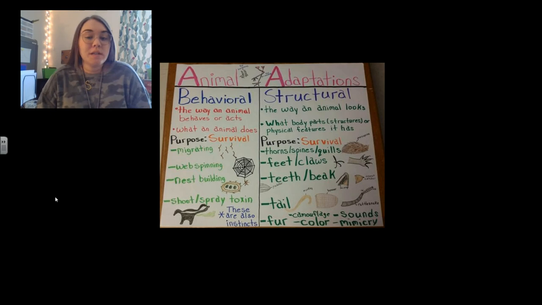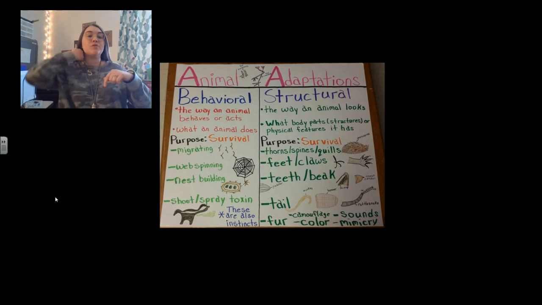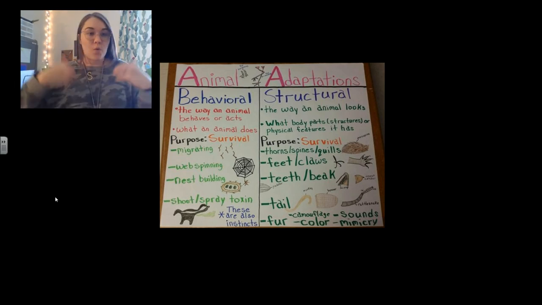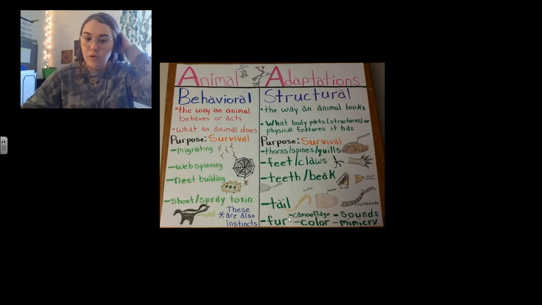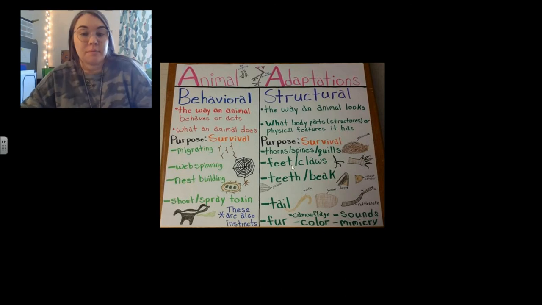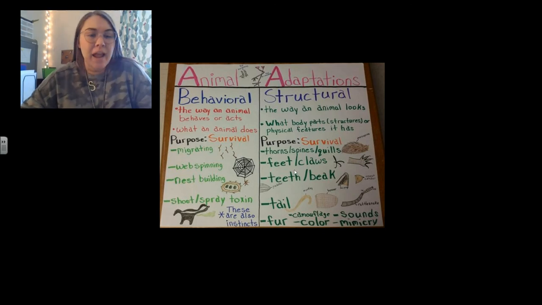Most of the time in fourth grade, we talk about structural adaptations. They're physical, what they look like. This is the way that an animal looks. So what body parts or physical features does it have? Here are some physical or structural adaptations that we see. The reason that animals adapt like this is for survival.